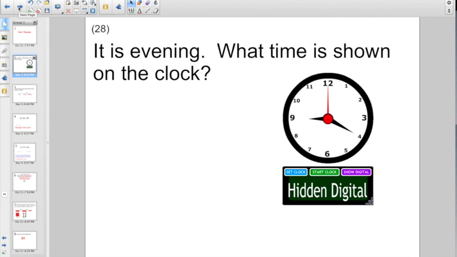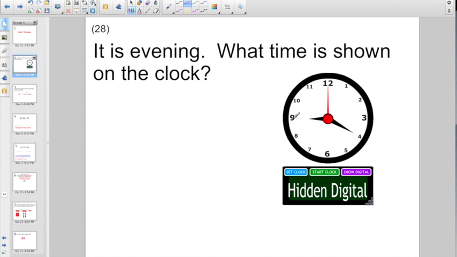First problem up. It is evening. What time is shown on the clock? Remember, when you write down time, you must make sure you are telling either AM or PM, right? AM is any time after 12 a.m. to 11:59 a.m., from midnight until 1 minute before noon.